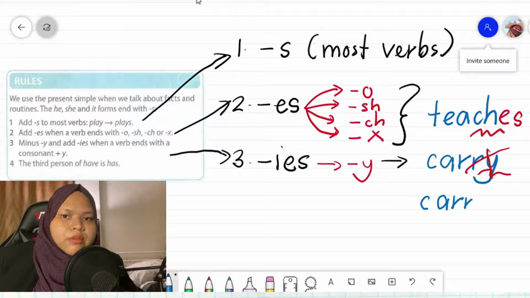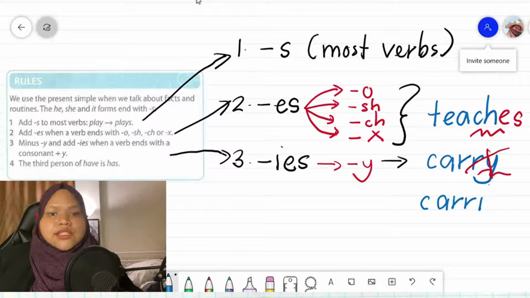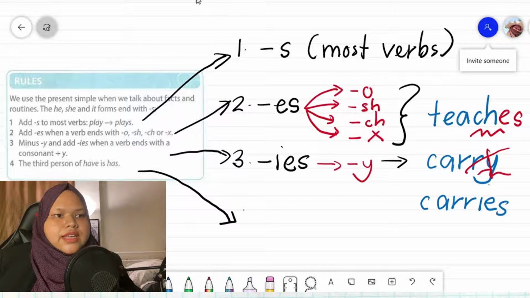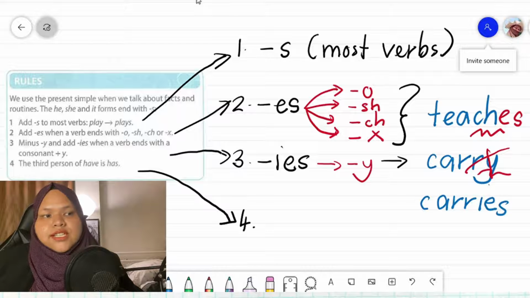Don't put Y, put IES. Okay, like that. Okay, the last one, rule yang terakhir. Okay, the third person of have is has. Maksudnya third person ni adalah kata ganti nama diri untuk orang ketiga.